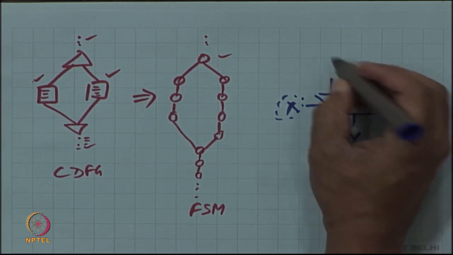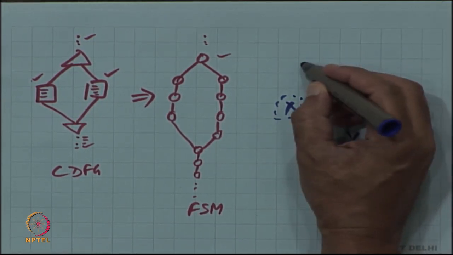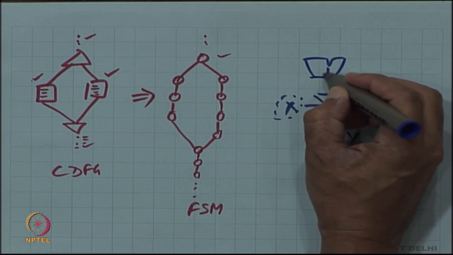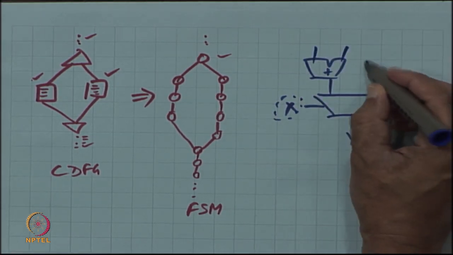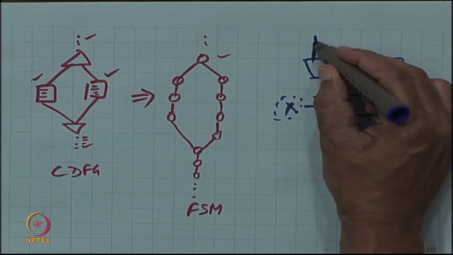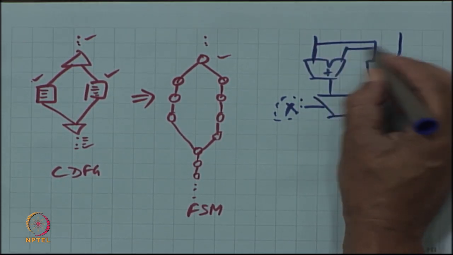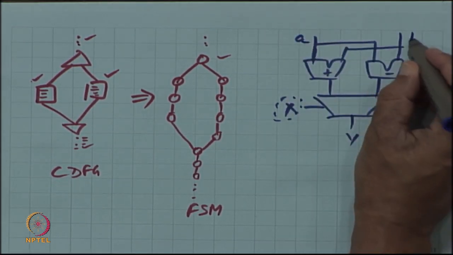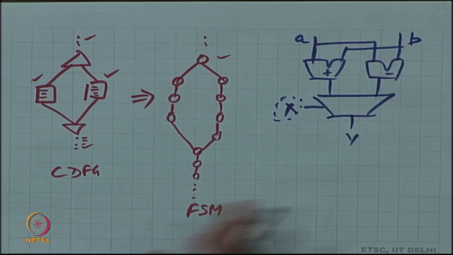So, I have, it says minus, that kind of a structure, right. This sort of a structure would be the hardware that is inferred. Could we infer such a thing given our methodology for high level synthesis?